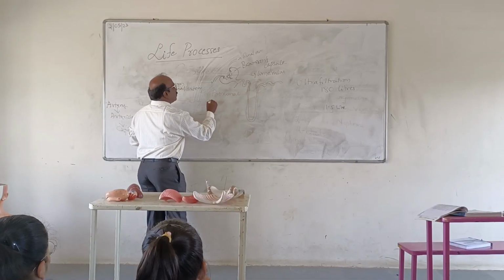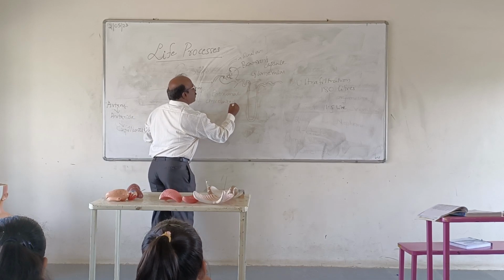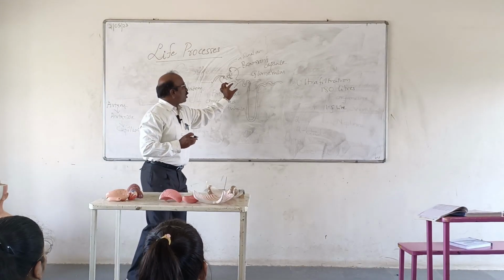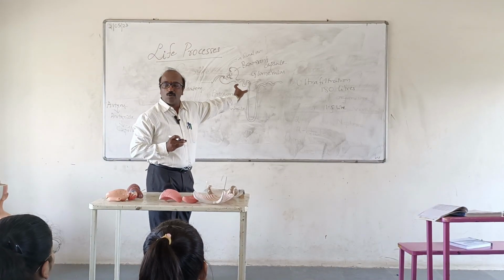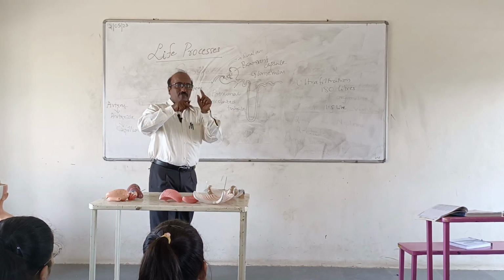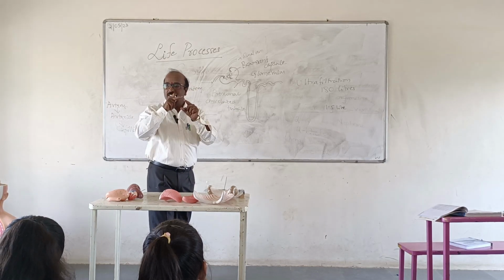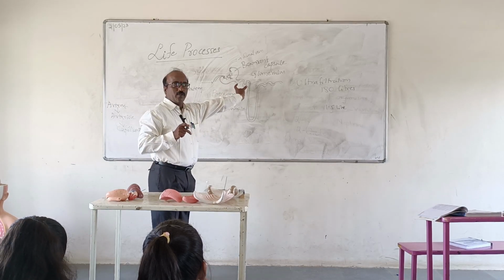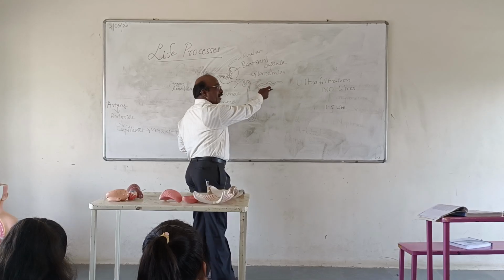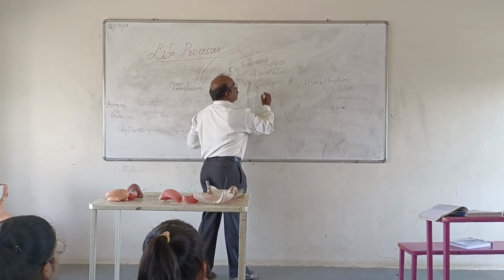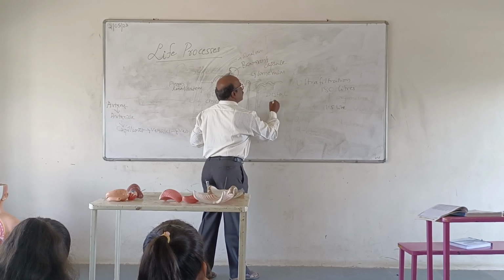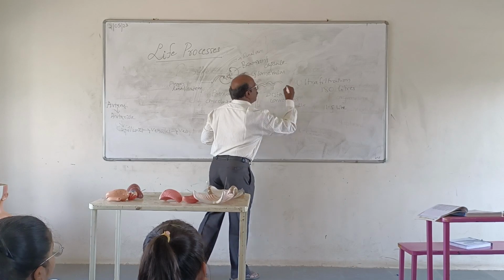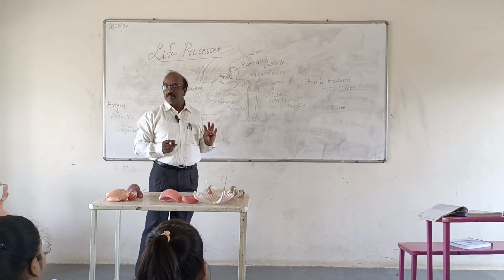Proximal convoluted tubule. Proximal means which is close. Convoluted means a coil structure. Now this is the proximal convoluted tubule. Now the one which is away is called the distal convoluted tubule. Distal means away from it.